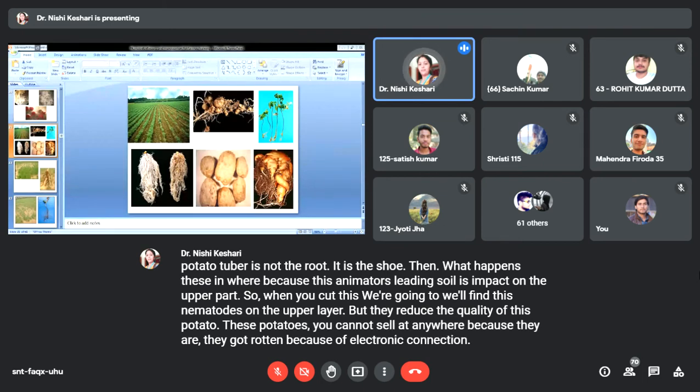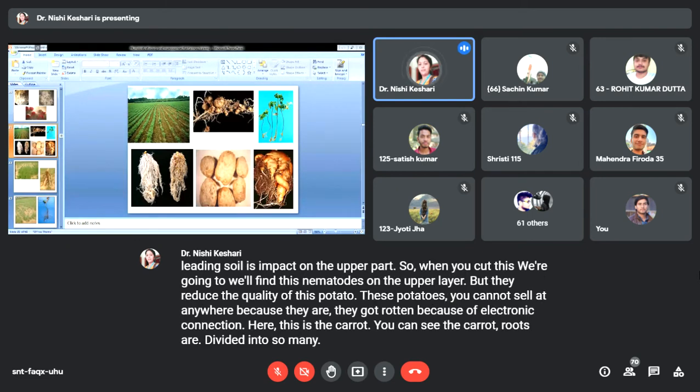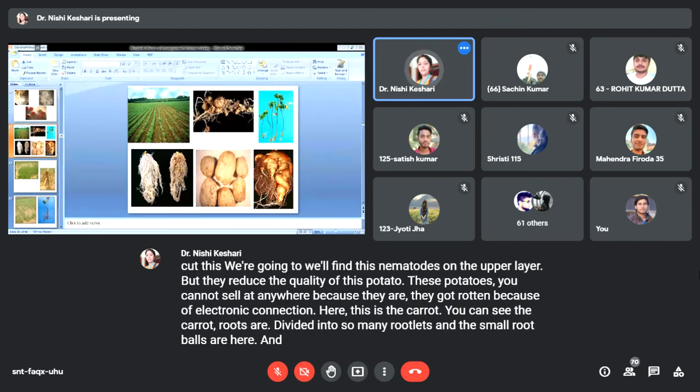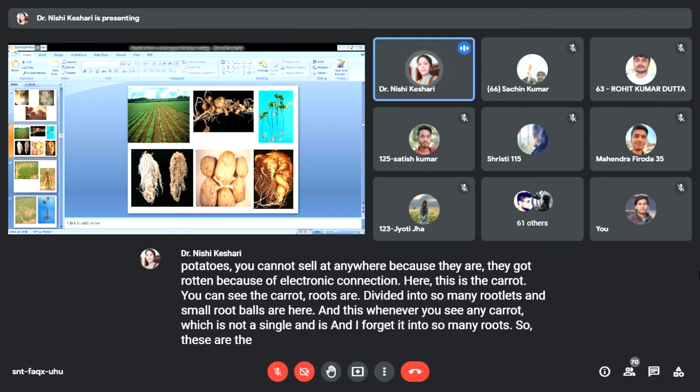Here this is the carrot root. You can see the carrot root divided into so many rootlets, and the small root balls are here. Whenever you see any carrot which is not single and is bifurcated into so many roots, these are the infection of Meloidogyne incognita.